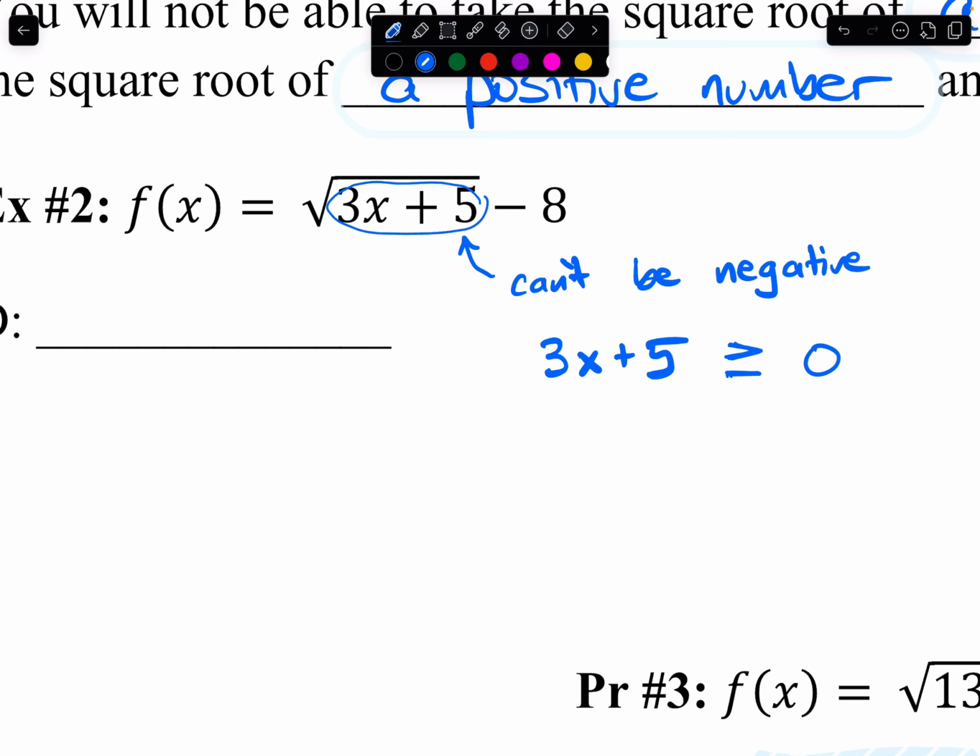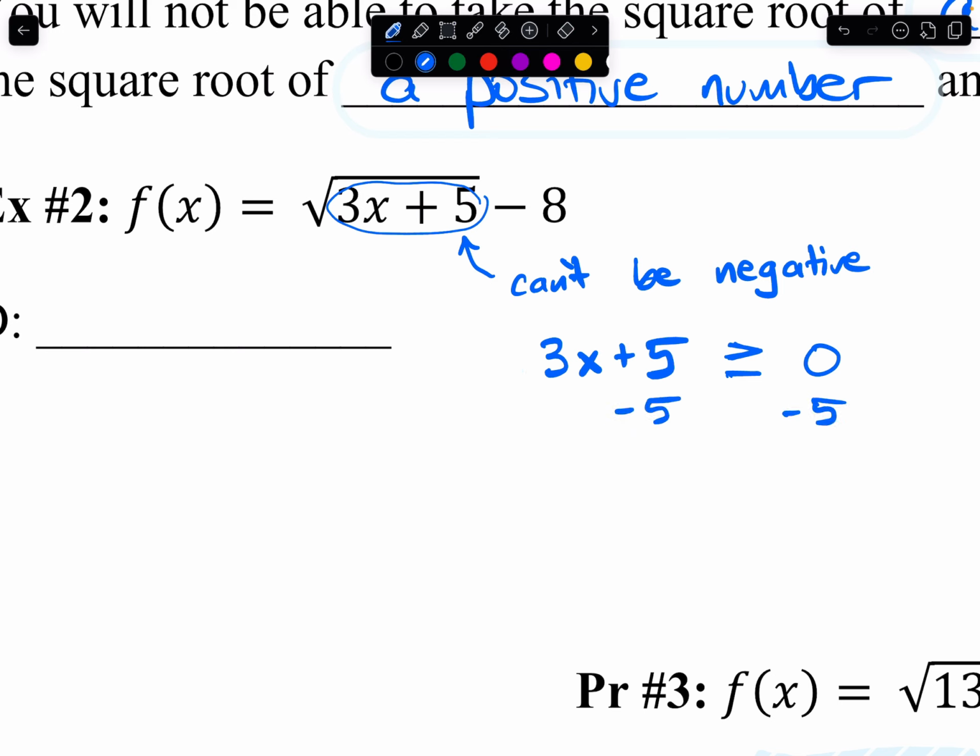And this should look familiar. We did this in chapter 4 last semester. We've solved lots of these inequalities. Technically, this is one way to state the domain, but you will be required in this class to get x by itself. So please solve this inequality, get x by itself, and state your domain that way.